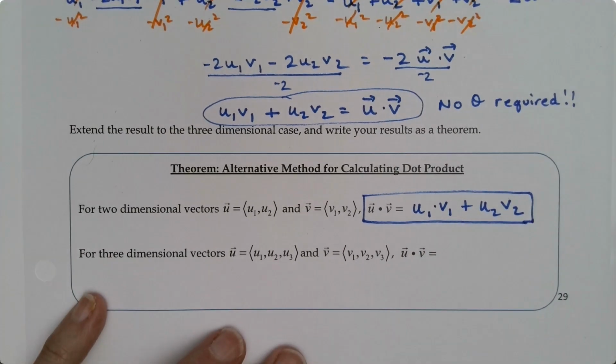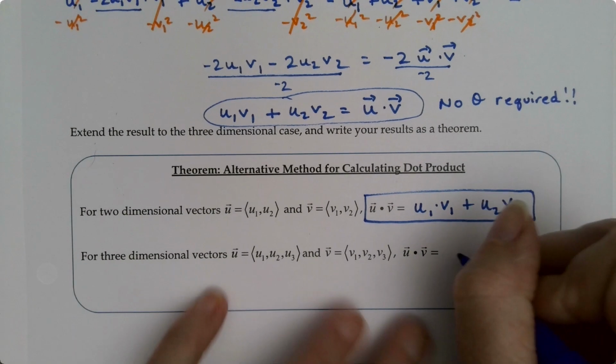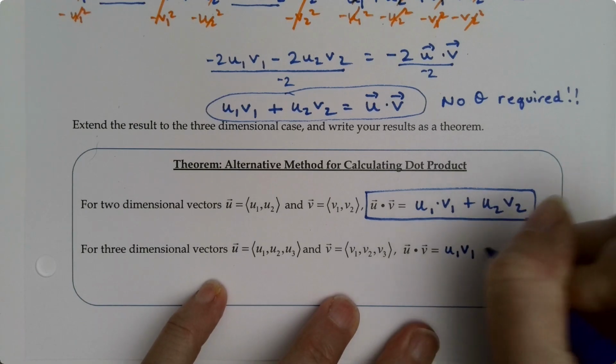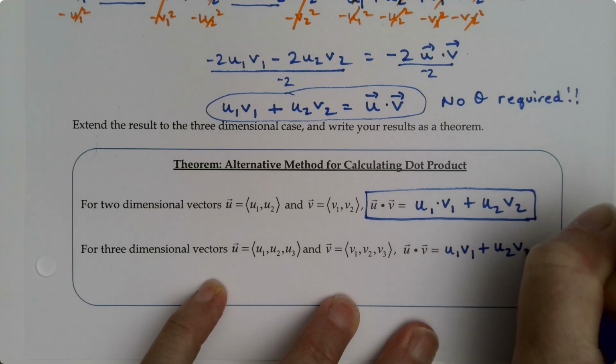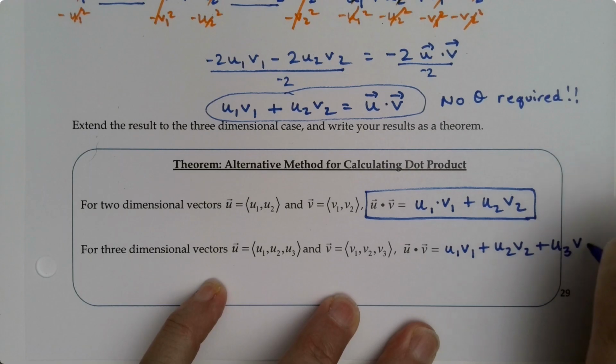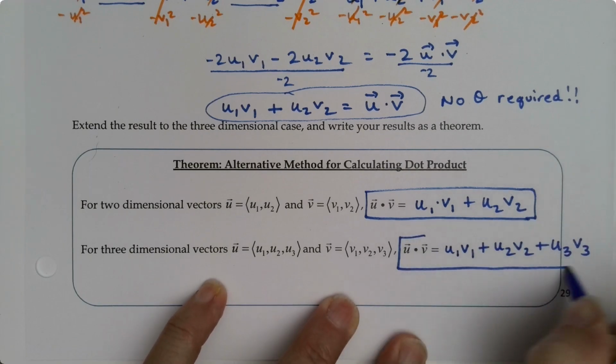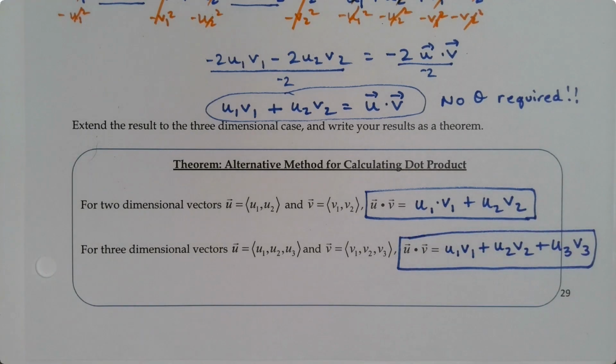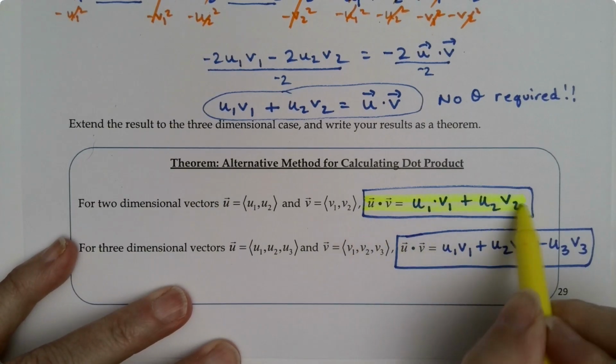And if it's in 3 dimensions, it's the same thing. It's just you expand it to the 3rd dimension. So it'll be u1v1 plus u2v2 plus u3v3. And there we have it. Easier formulas to use that don't require the angle.